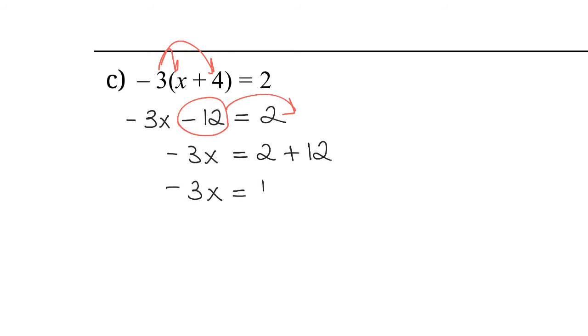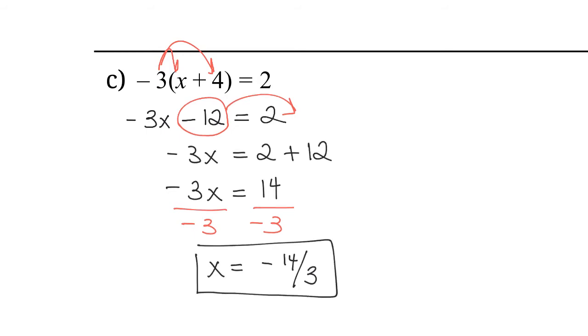2 plus 12 is 14. And then in order to isolate for x, I'm going to divide both sides by negative 3. Now 14 divided by negative 3 is not going to divide nicely, so I'm going to leave it as a fraction. And negative 14 over 3 does not reduce any further to lowest terms, so my final answer is going to be negative 14 over 3.